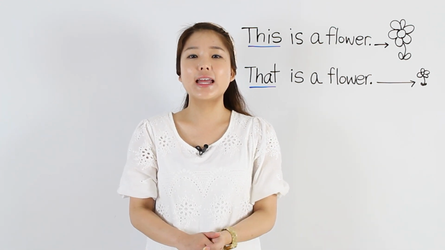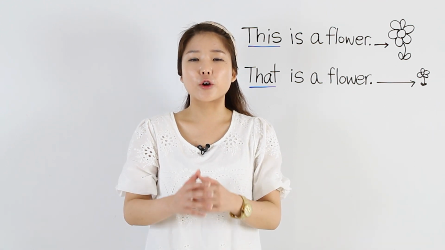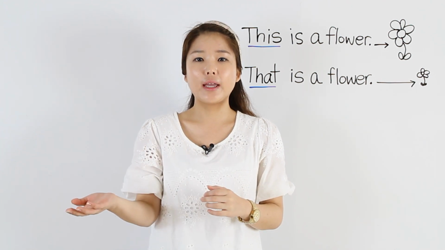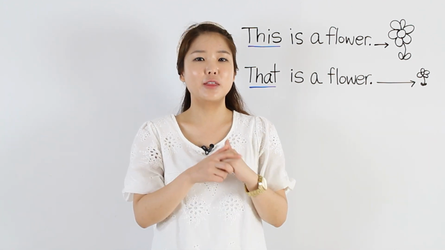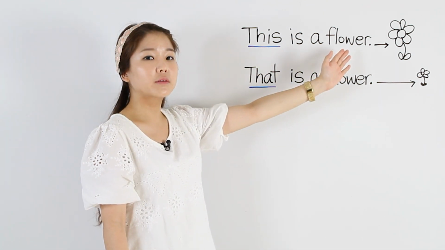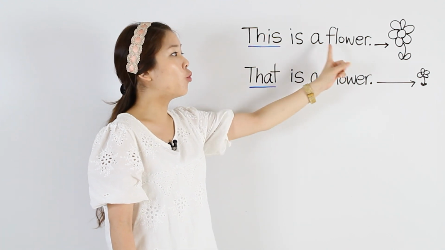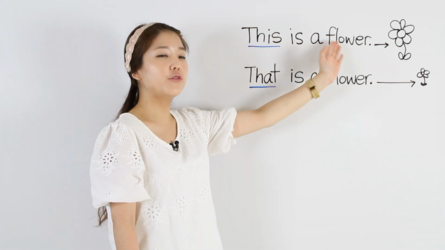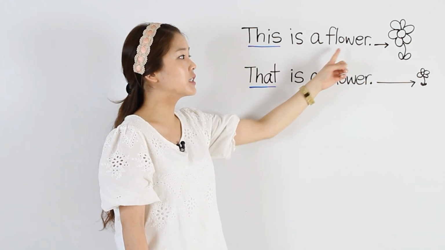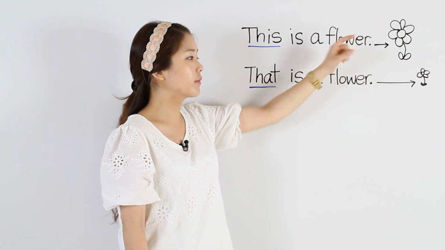Now this and that are used to talk about nouns that are close to us, near, or far away. Okay, so let's look at the board. This is a flower. Okay, we use this to talk about one noun, a flower, that is close. Okay, this is a flower. It's not far, it's close.